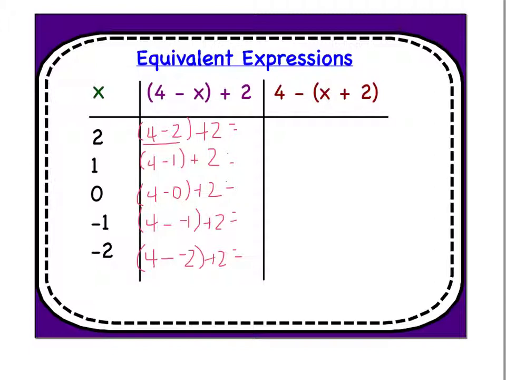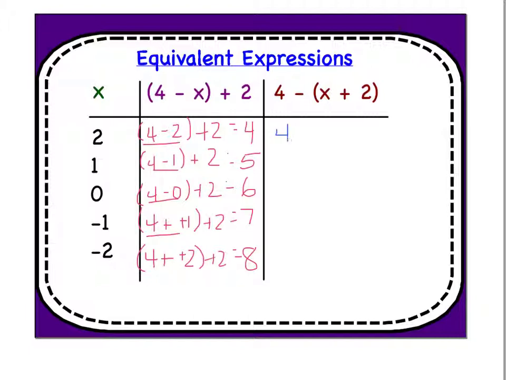So 2 plus 2 is 4, 3 plus 2 is 5, 4 plus 2 is 6. Keep it, change it, flip it: 5 plus 2 is 7. Keep it, change it, flip it: 6 plus 2 is 8. Now we have to try the next one.